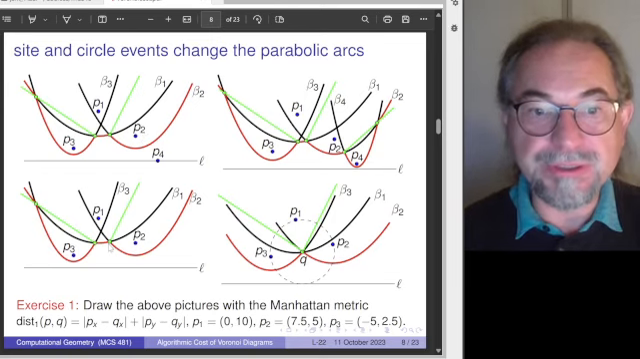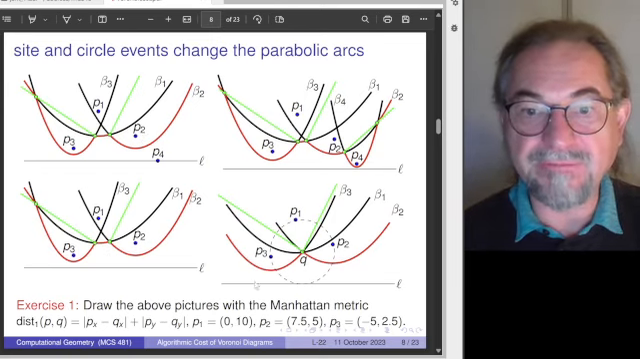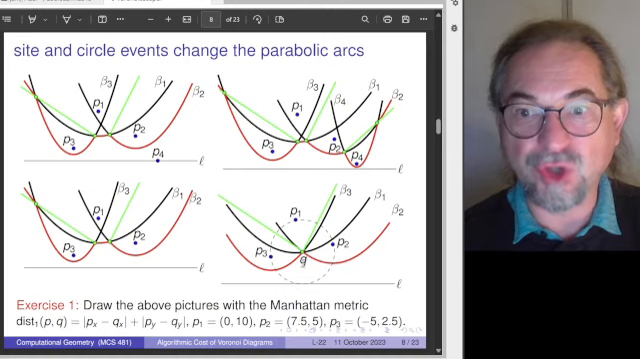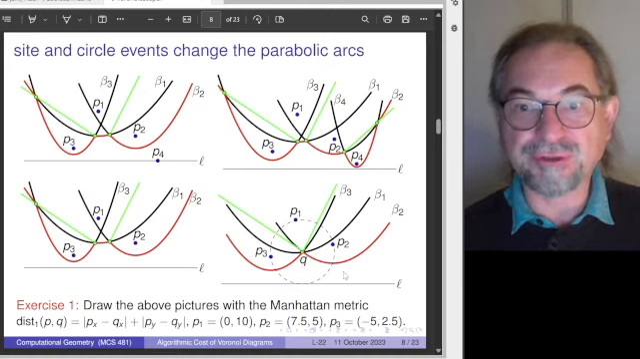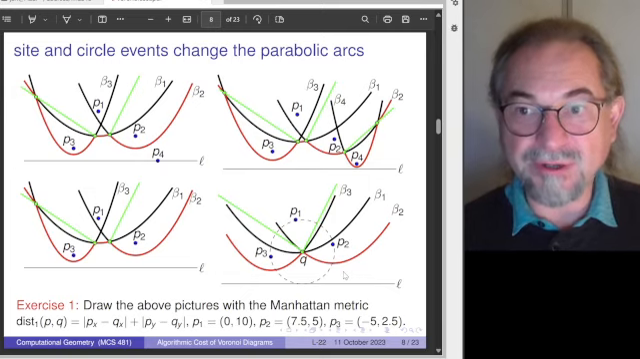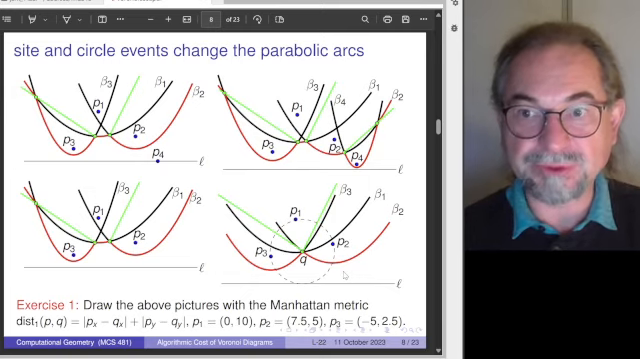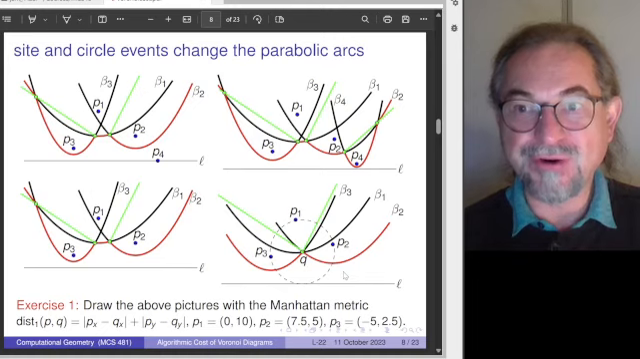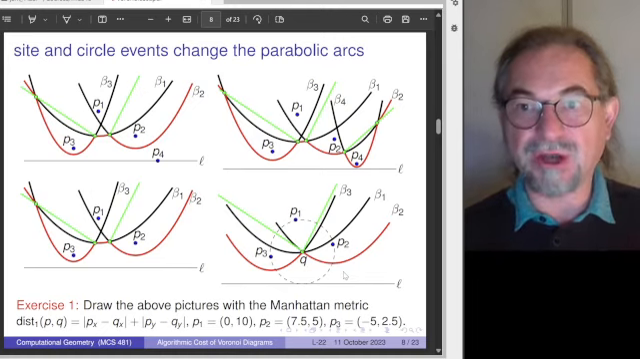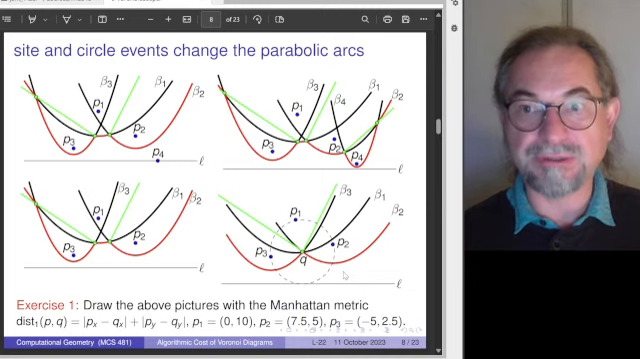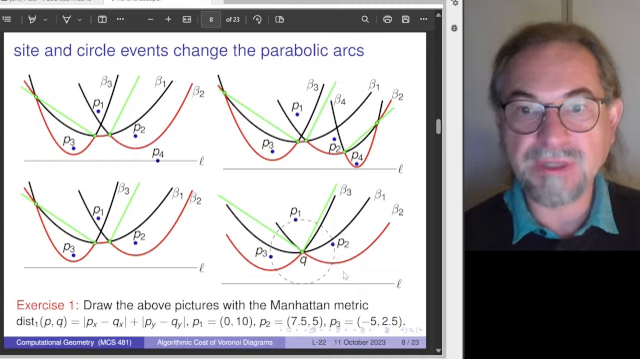When 3 sites are involved, you are at the circle event, and then you are constructing a vertex. So that's why the characterization of a vertex as the center of the largest non-empty circle passing through 3 sites is so important.